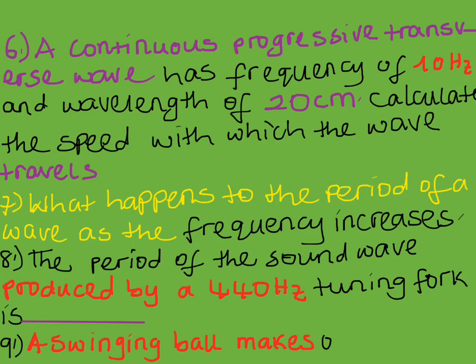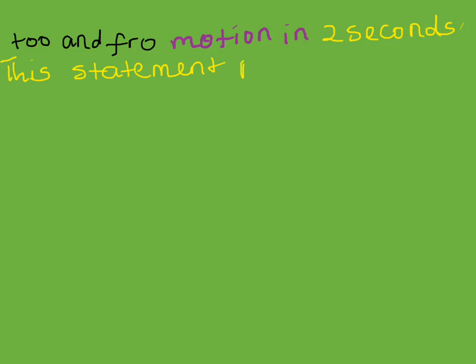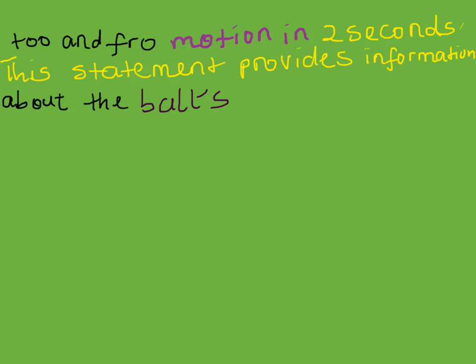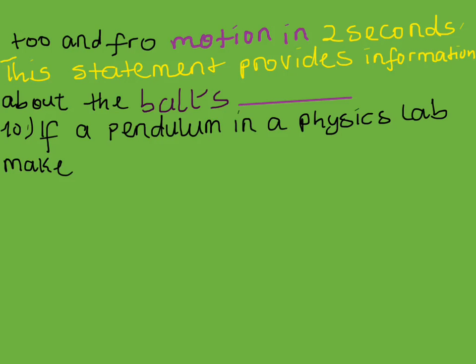And question 9. A swinging ball makes one complete to and fro movement in 2 seconds. This statement provides information about the ball. That is, what information does this statement provide about the ball? Is it the period or the frequency or the wavelength or the speed?